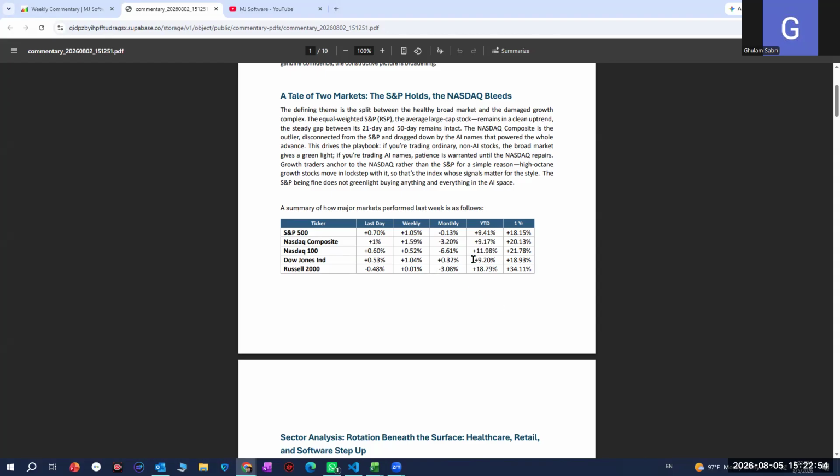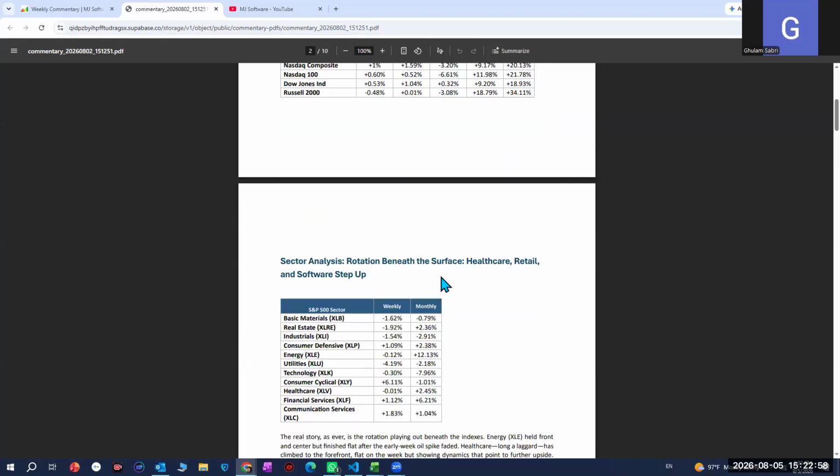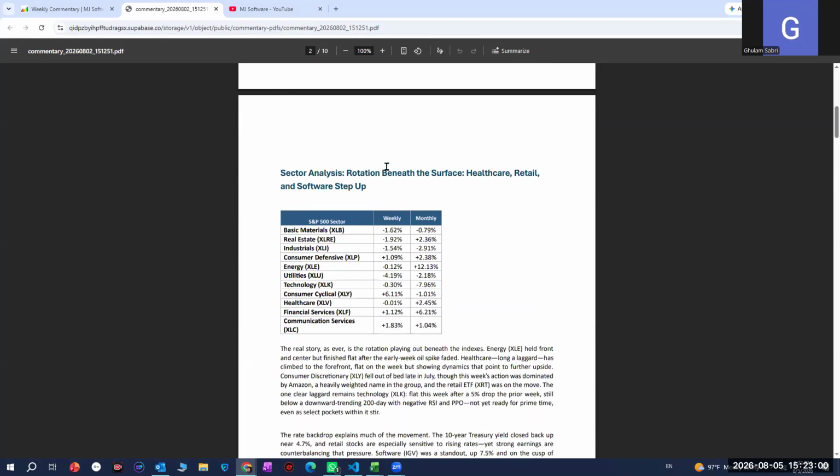YTD is the year-to-date performance, and then the 1-year performance. Then we drill down to each individual sector. There are 11 different sectors within the S&P 500, like materials, real estate, industrials, staples or defensive, and energy. Energy was the only outlier sector, with a 12% gain because of the Middle East tensions and the war going on, with crude oil prices climbing.